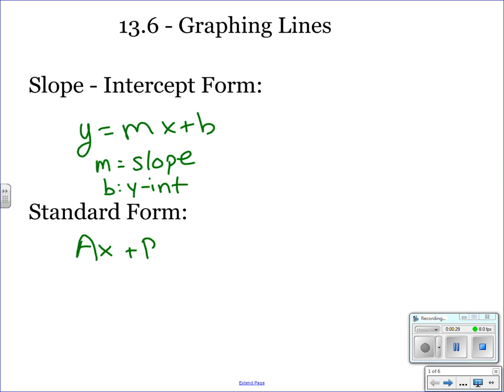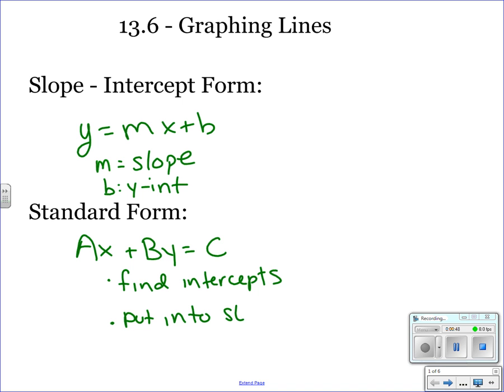And then there's standard form: Ax plus by equals c. And there's two ways to graph standard form. You could find the intercepts, or what you could do is put it into y equals mx plus b if you wanted. And I'm going to show you guys both ways and show you that they get you the same graph.